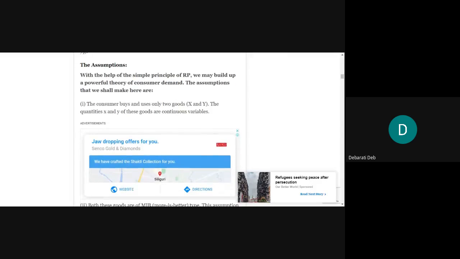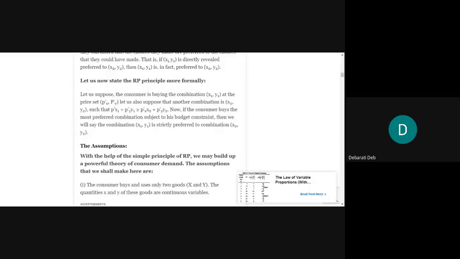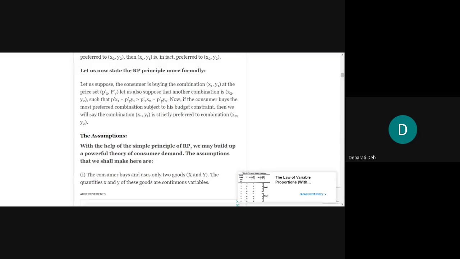So taking this assumption, if we move ahead with the proposition that this x1 and y1 combination is strictly preferred to the other combination, that is x2 and y2, then what would be the assumptions? With the help of the simple principle of revealed preference, we may build up a powerful theory of consumer demand.